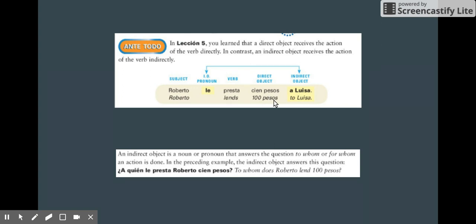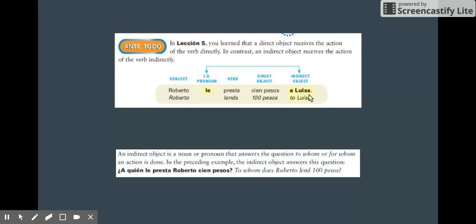Now we also learned that you can replace that direct object in the sentence with the direct object pronoun. In this case, since 100 pesos is masculine and plural, the direct object would be los. And we know that the direct object pronoun can go either before a conjugated verb or attached to the end of an infinitive verb. In this sentence, we only have a conjugated verb, so you could say, Roberto los presta a Luisa. Another way to say it.